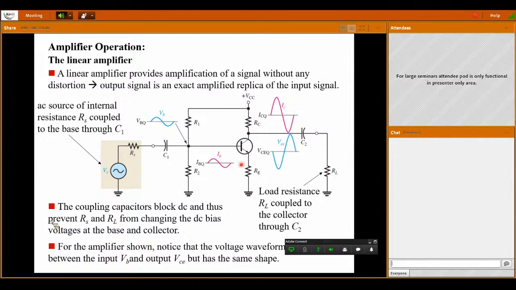So next, the emitter resistor. We connected a resistor at the emitter in order to compensate for the increment or decrement of collector current due to the temperature increase. So we connected RE here.